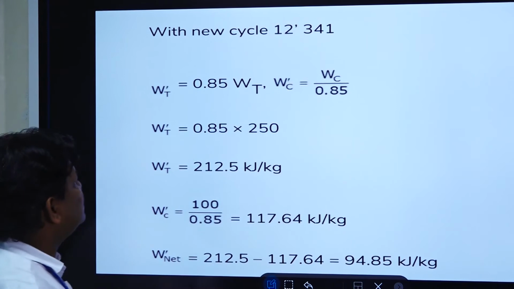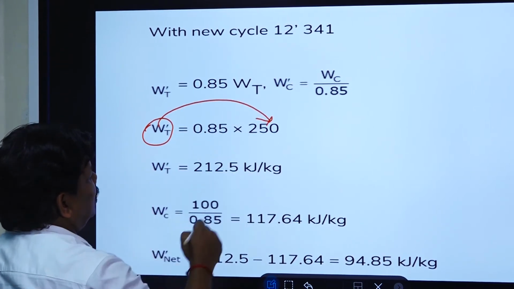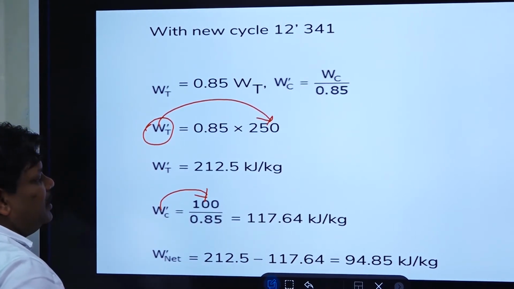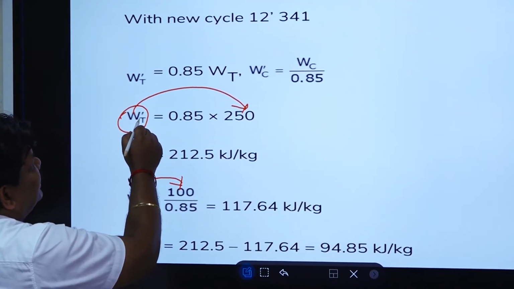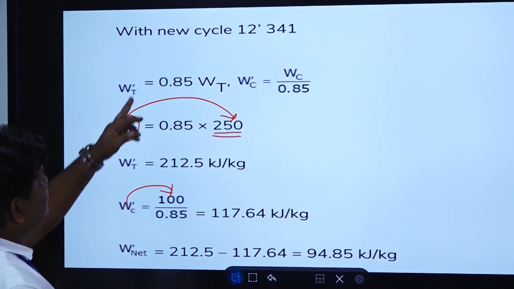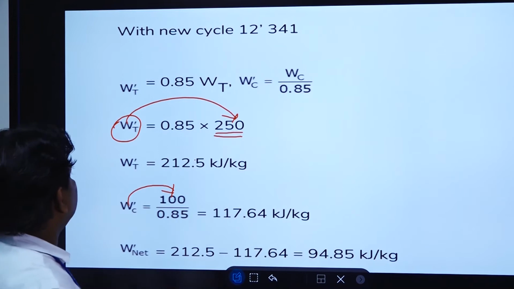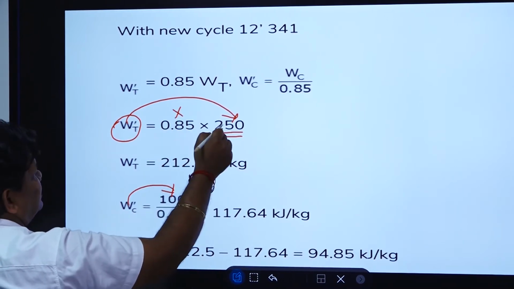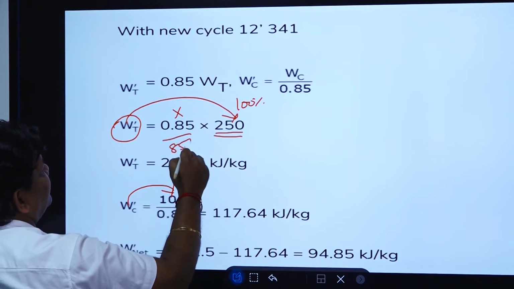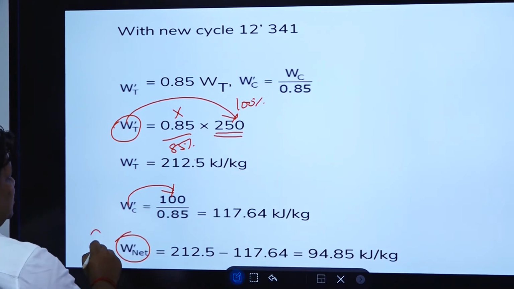So in the previous case, you know that the work done by the turbine is 250 kilojoule and the work done by the compressor is 100 kilojoule per kilogram. So in the first case, that is for 250 kilojoule per kilogram, the efficiency is given to you. In the second case, where it worked at 100% efficiency, now it works at 85% efficiency. So you are in need of the new net work done. So this is your question.